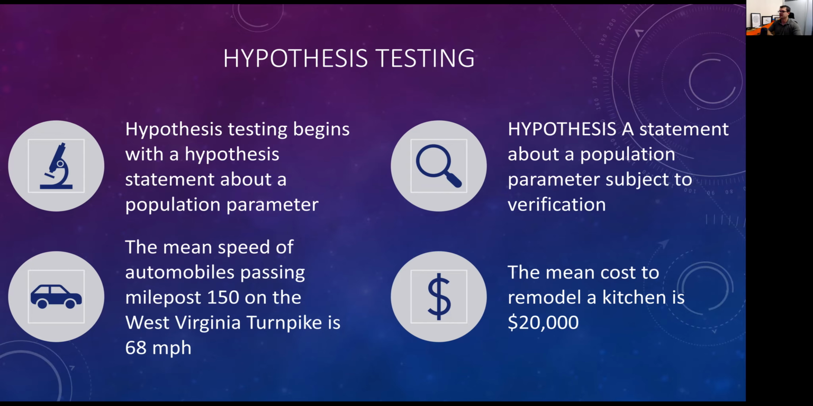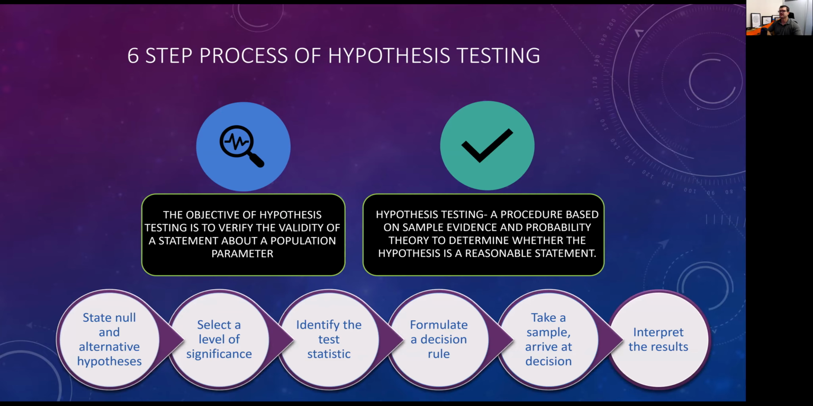The average cost to remodel a kitchen is $20,000. We can test that and see if it actually is. So there's a 6-step process, and we're going to be going through that 6-step process. The purpose of hypothesis testing is to verify the validity of a statement about a population parameter. For instance, we've got a population of cars with rubber wheels, and we want to know how this sample of rubber wheels compares to the entire population. So we're going through a 6-step process to verify that statement.